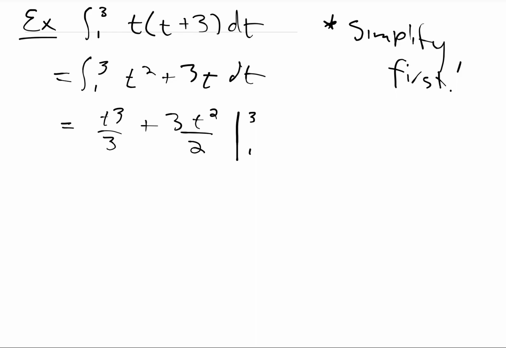If I go to substitute my 3 in, that's 27 thirds plus 27 halves. And then I have to subtract off what happens when I substitute in the bottom number, 1. So this is 1 thirds plus 3 halves. A comment? Is this correct the way I wrote it? No, it's not.